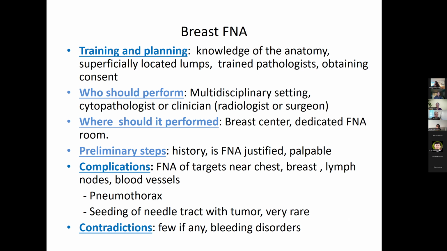So the only complication I think that is more serious would be the pneumothorax, especially when you're going into a breast specimen and if you're close to the chest wall and the patient is thin-built. If you puncture the pleura, you may end up with a pneumothorax. Seeding of malignant cells into the needle tract itself is extremely rare. And there are no real contraindications, except maybe if the patient has a bleeding disorder.